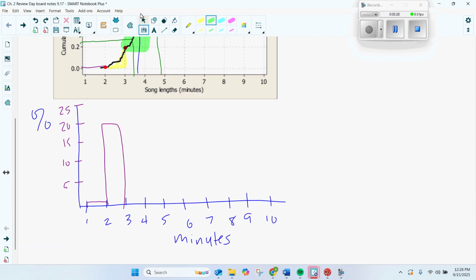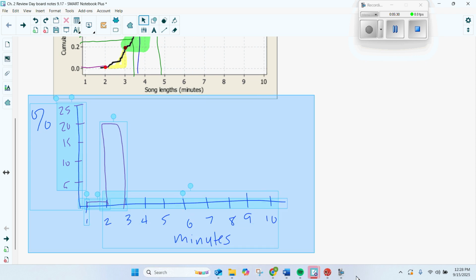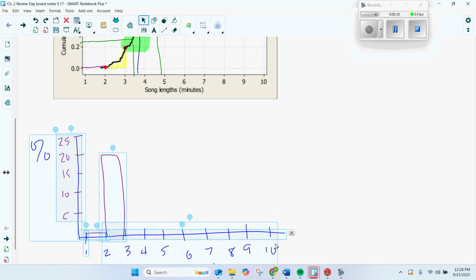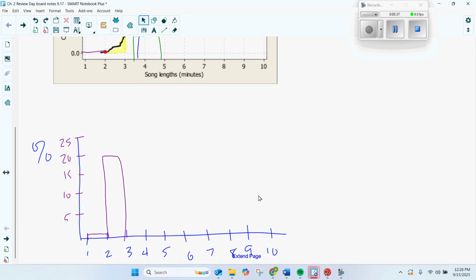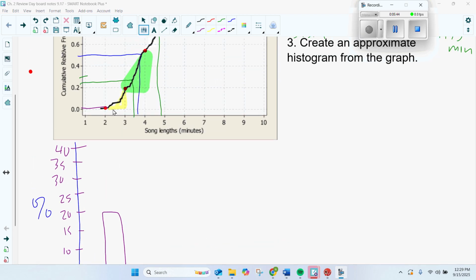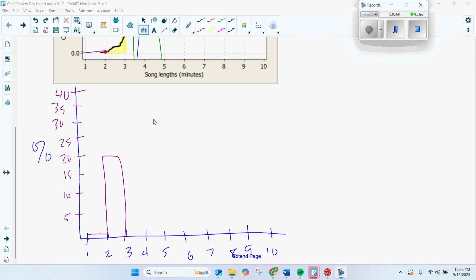Now clearly I did not do well with my scale, so I need to give myself a little more space. Okay, I've adjusted my graph so that it goes up higher now. So again, between 3 and 4, the graph goes up from 0.2 to about 0.55. So that's going to be a 35% change.